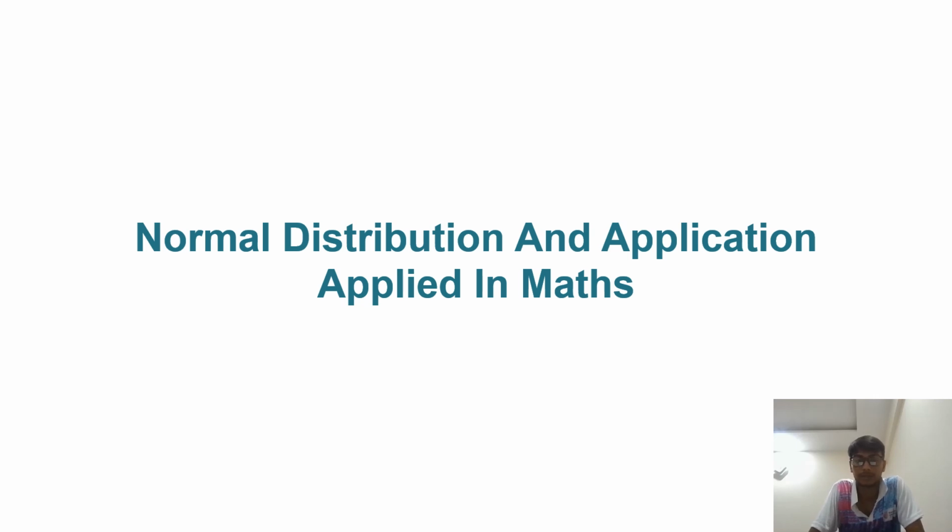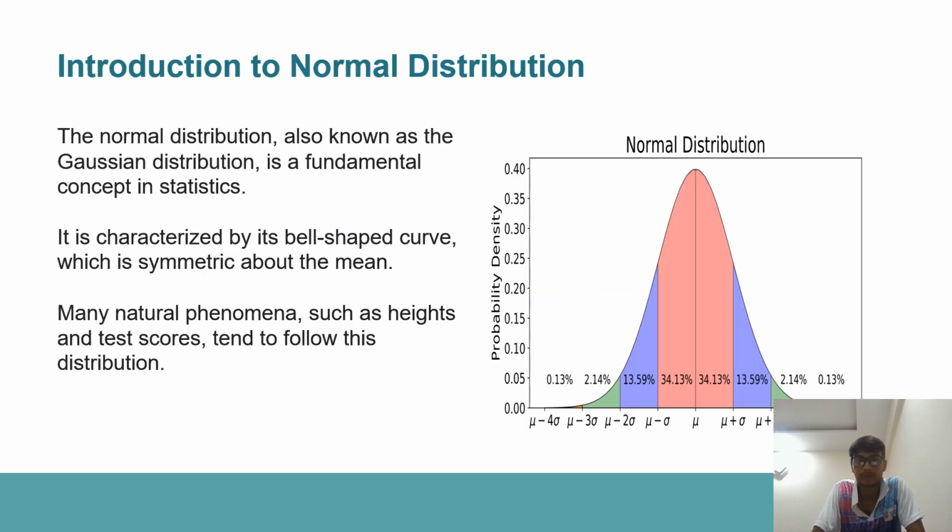And today my topic is normal distribution and its application in math. Introduction to normal distribution. The normal distribution, also known as the Gaussian distribution, is a fundamental concept in statistics. It is characterized by a bell-shaped curve which is symmetric about the mean. Many natural phenomena such as height and test scores tend to follow this distribution. Here is the graph of a normal distribution which shows the bell curve in it.